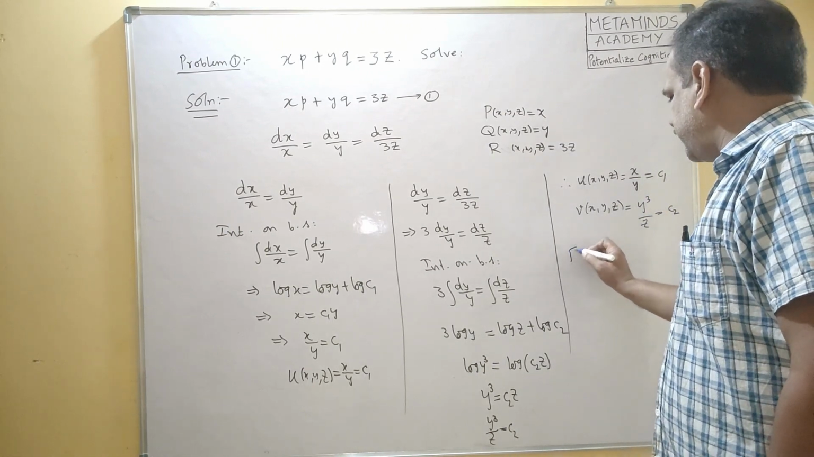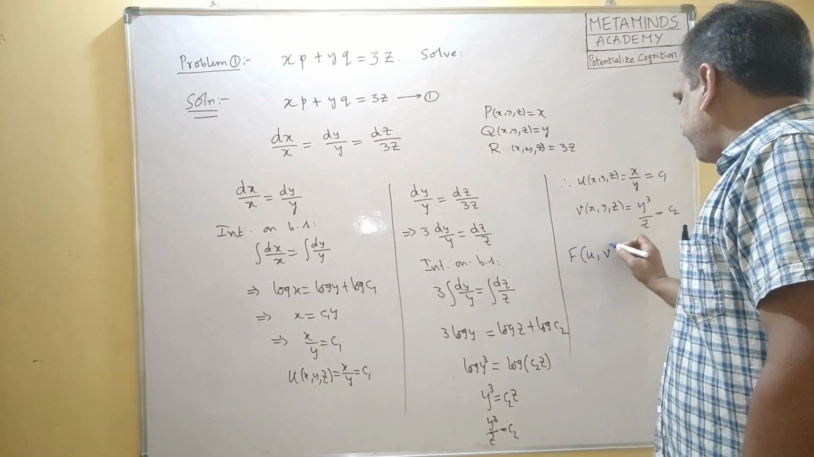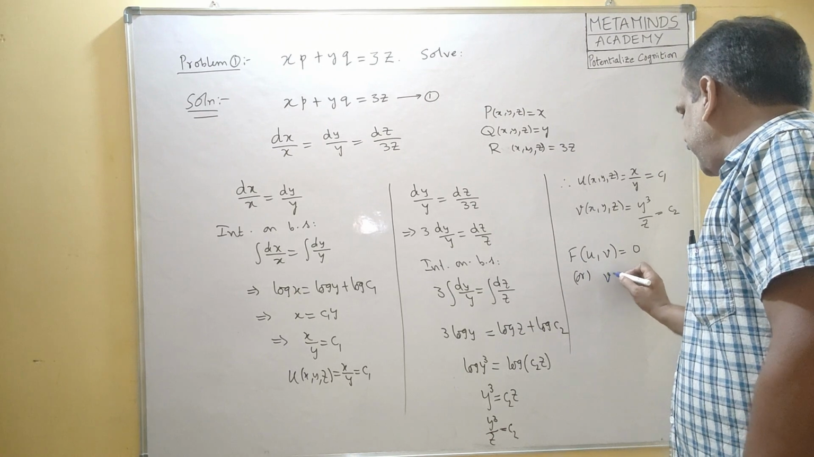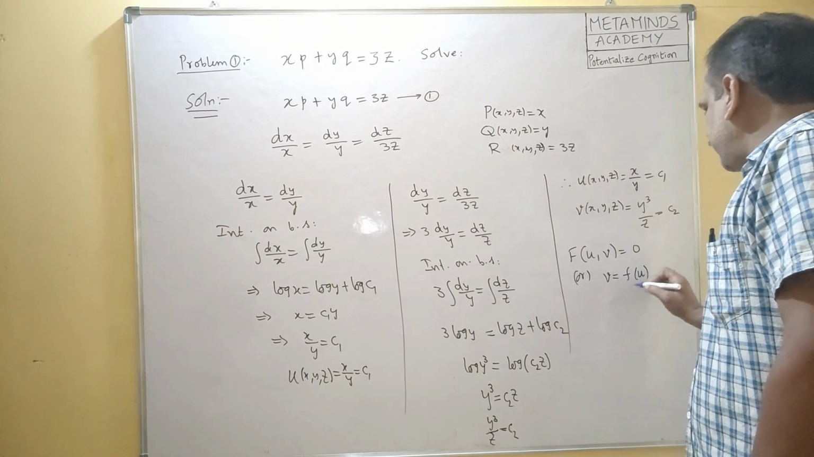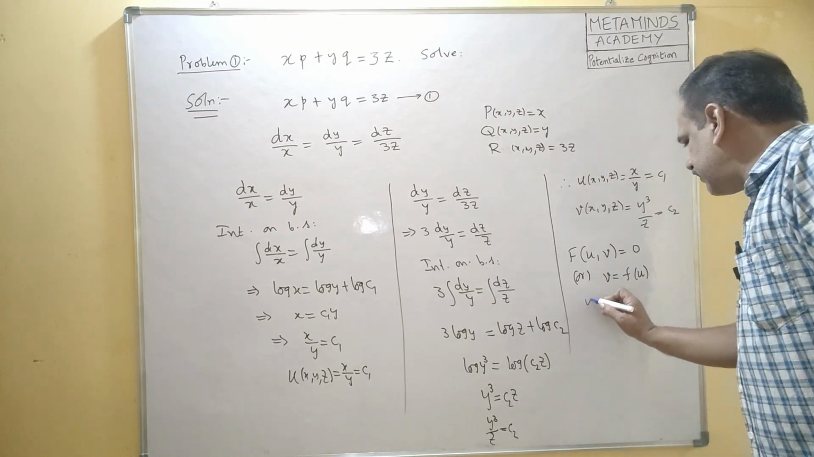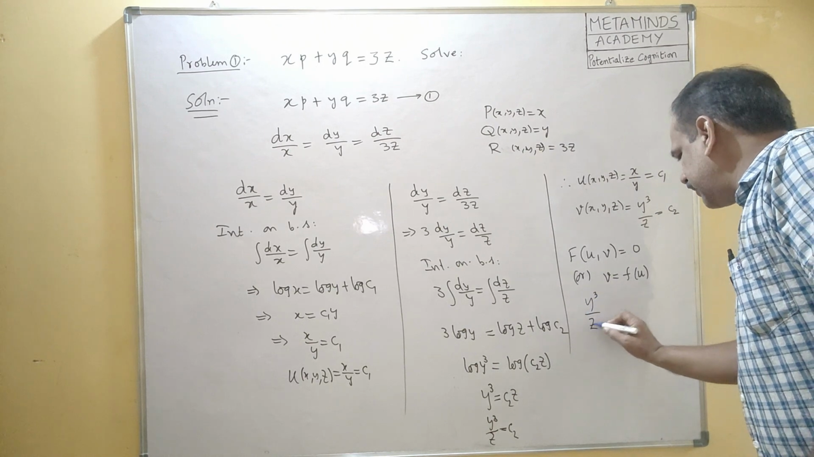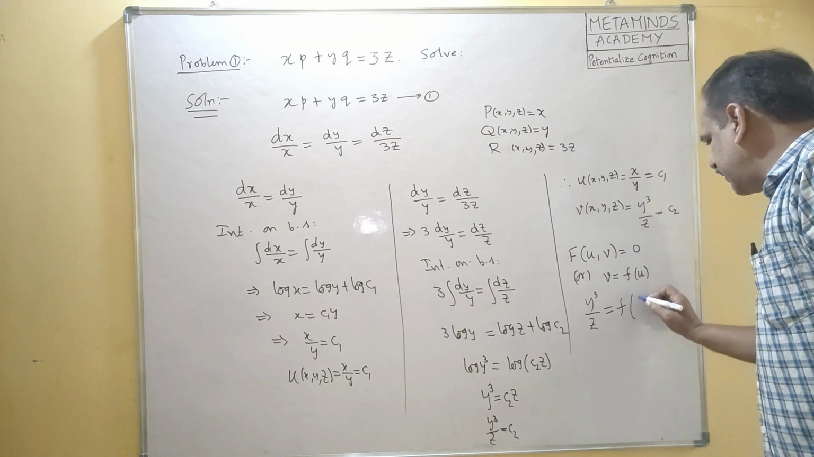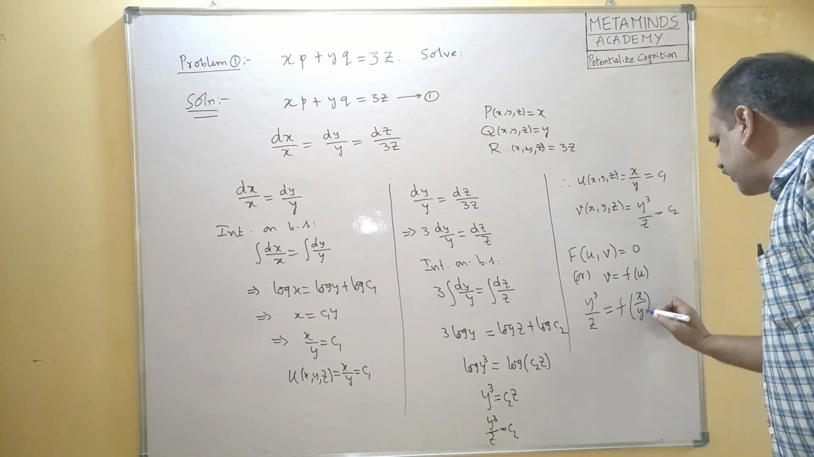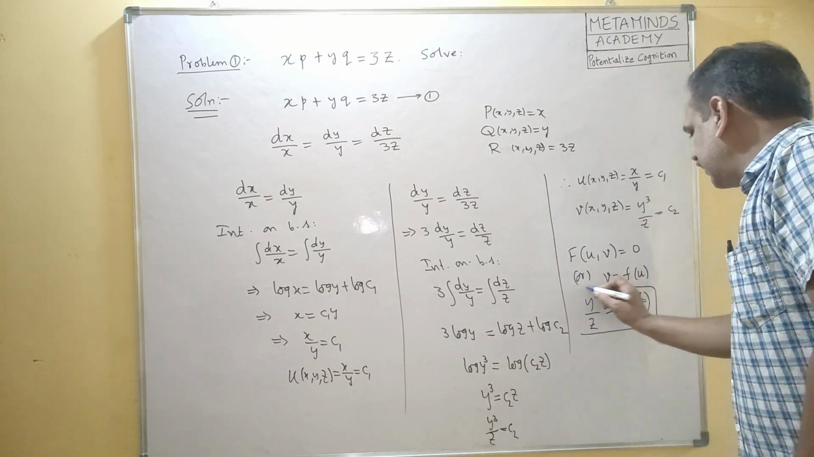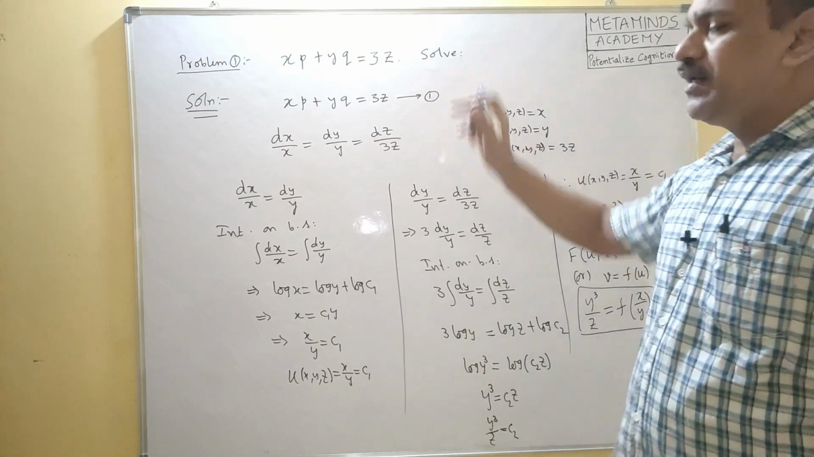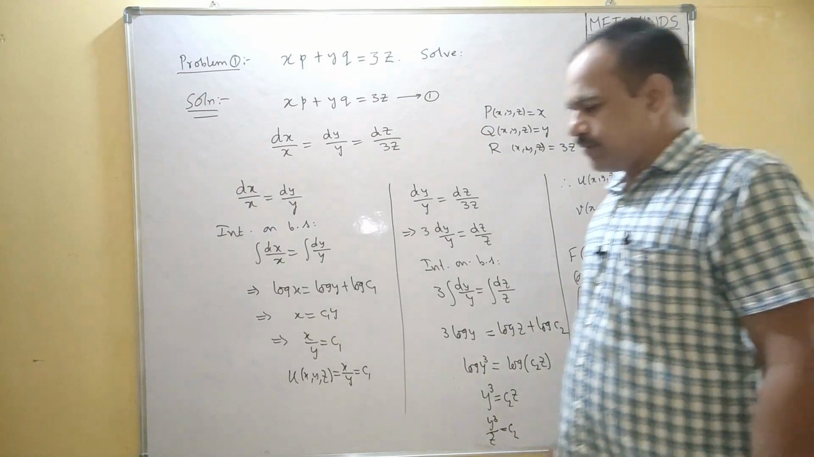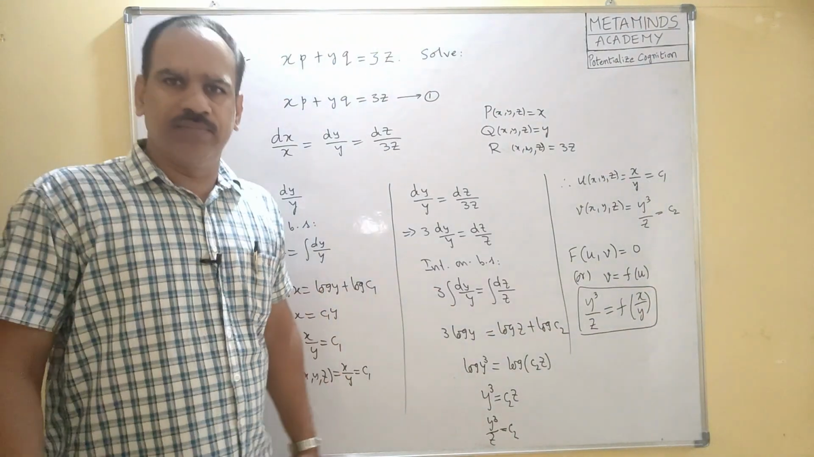What is the general form of the general solution? F of u, v equal to 0, or v equal to f of u, also you can write. That means y³/z, since v is y³/z, equals f of x/y. This is the general solution of the given partial differential equation. Okay, we will go to another problem.